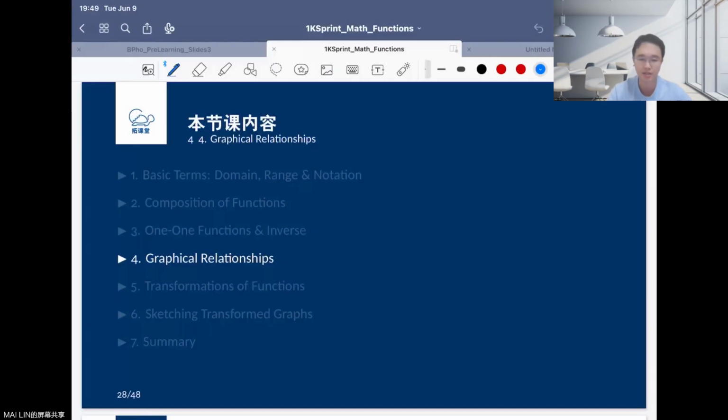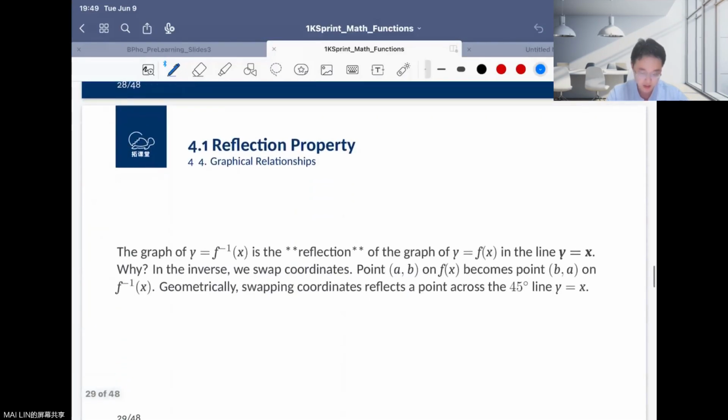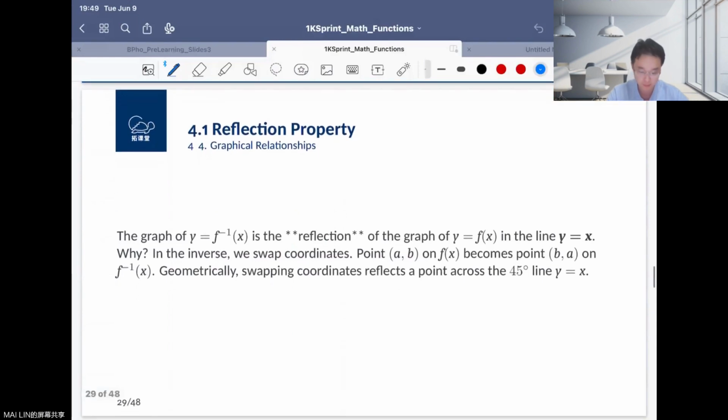Okay, hello guys. Today we are talking about the graphical relationships. Okay, so let's move to the first part about the reflection property. Here we knew that for y equals f(x) inverse, the -1 means a reflection of the graph in the line y equals x.